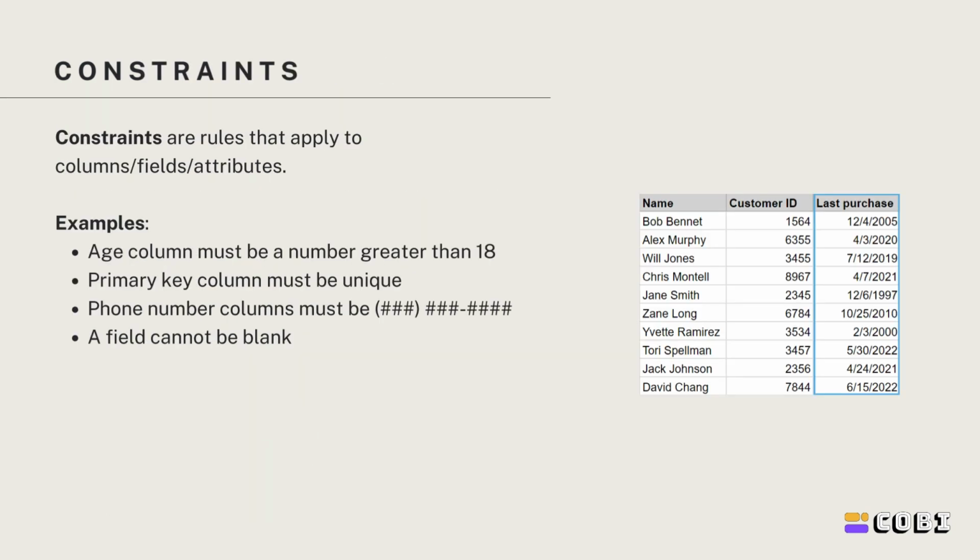Constraints. Constraints are rules that apply to columns, fields, and attributes. Examples. An age column must be a number greater than 18. A primary key column must be unique. Phone number columns must be of the following format. A field cannot be blank. These are all examples of constraints.